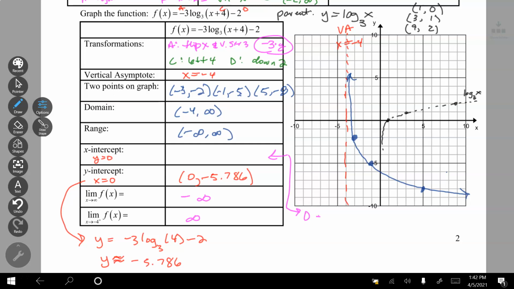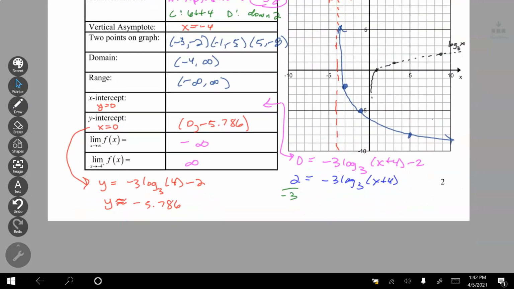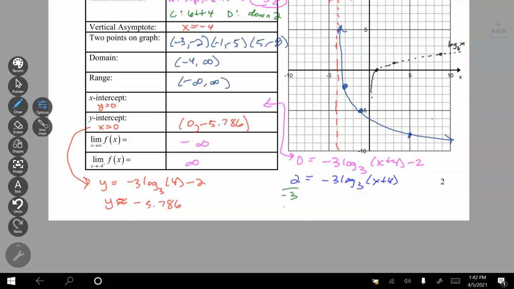Now the hard part is the x-intercept. I have to make my equation equal to 0. Negative 3 log base 3 of x plus 4, minus 2. I'm going to add 2 to the other side. 2 equals negative 3 log base 3 of x plus 4. I'm going to divide by negative 3, and I'm going to move this up because I need more space, and I get negative 2/3 equals log base 3 of x plus 4.